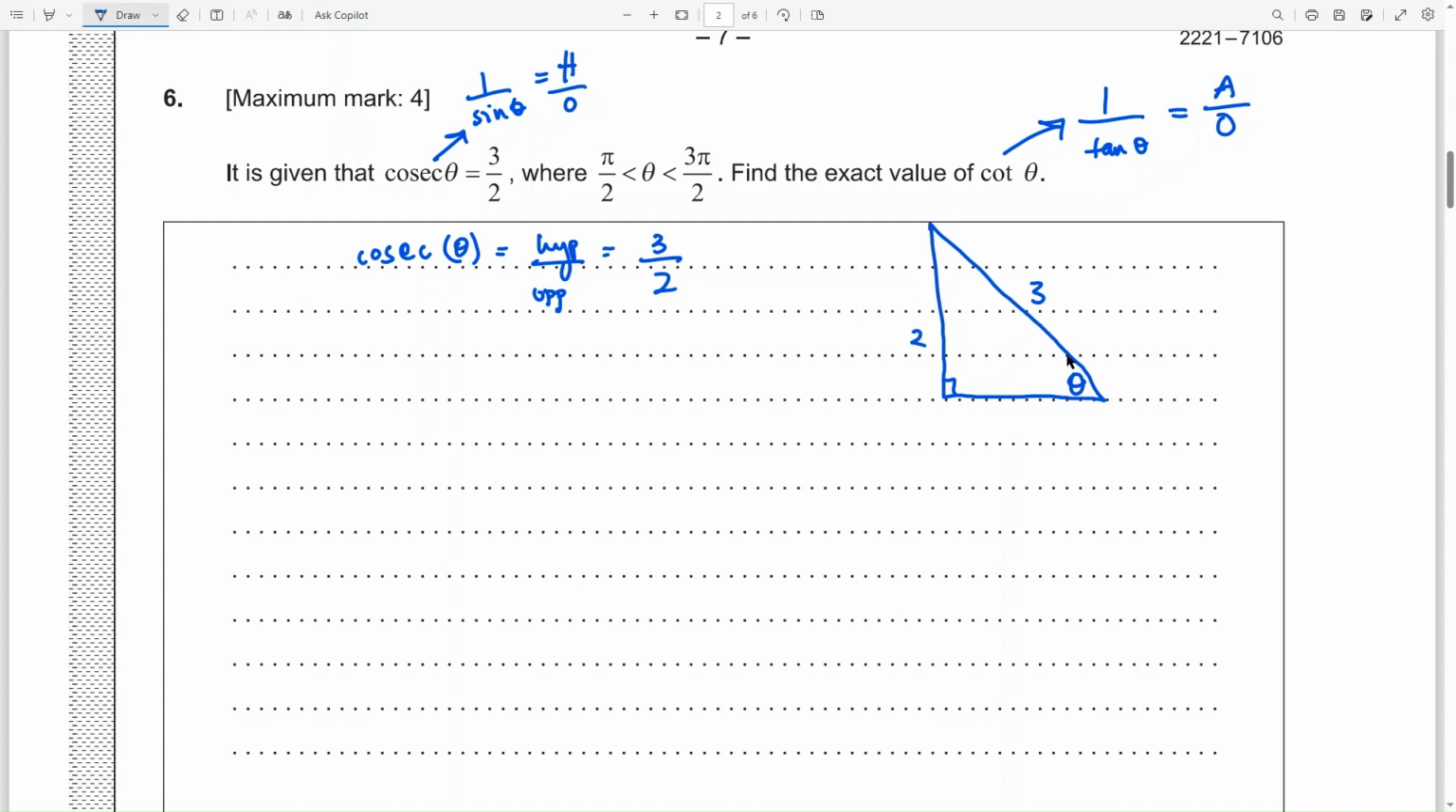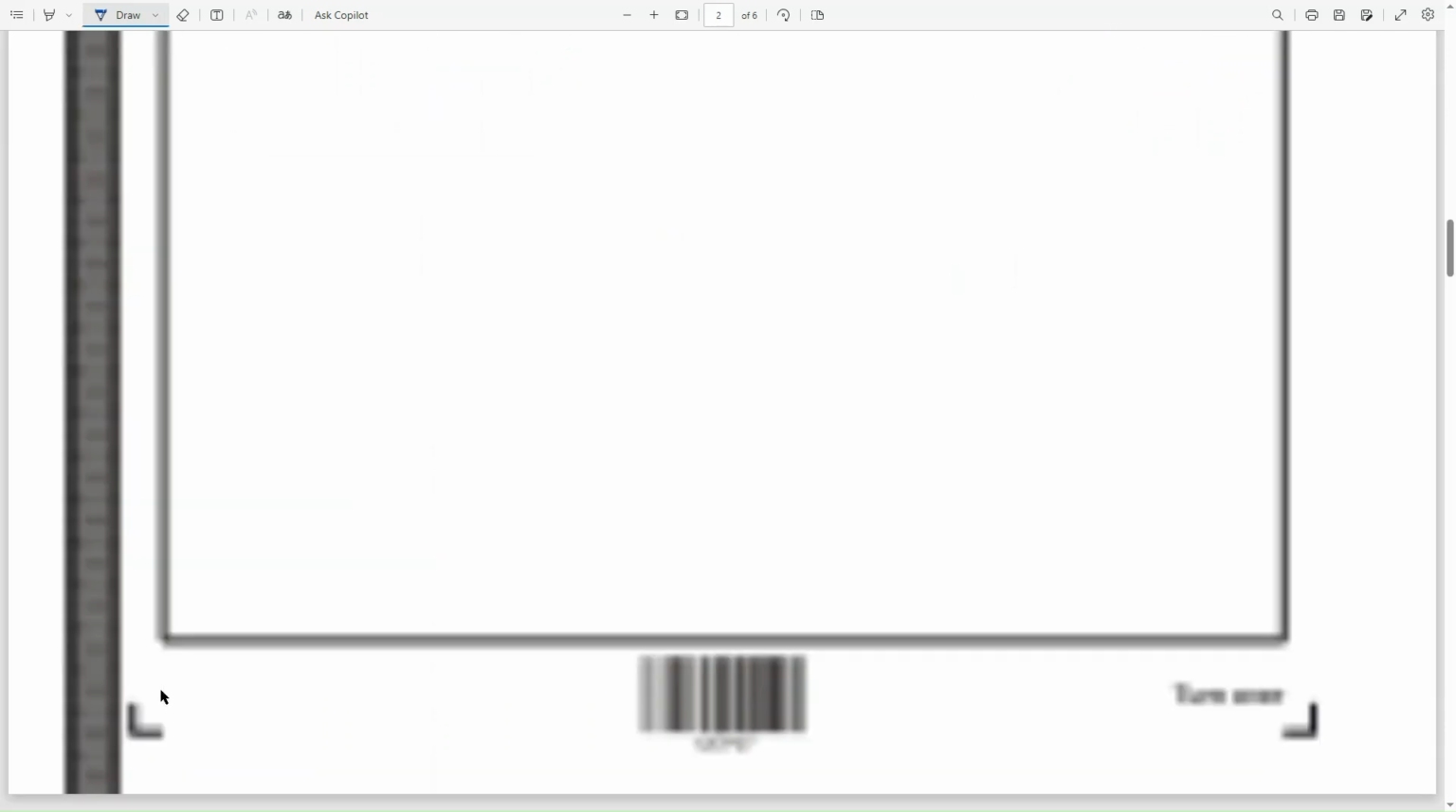Okay. Then we can work out what that missing side is. That's going to be square root of 3 squared minus 2 squared. We're using Pythagoras' theorem here. So that's square root of 5. That missing side is square root of 5. So now we can work out cot theta. That's going to be adjacent over opposite. Right. That's it. That's the answer.